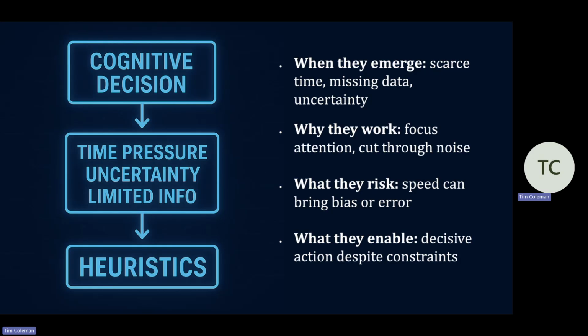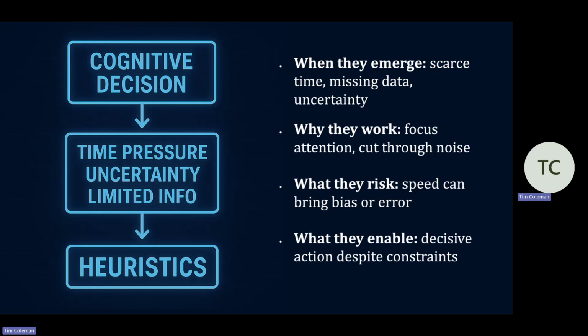But third, speed isn't free. Speed can bring bias and error. The availability heuristic, for example, may cause us to overestimate risks that are vivid in memory, even if they are statistically rare. Recency bias may make an investor chase last month's winners, ignoring longer-term trends. A doctor might anchor on their first impression of a patient and miss contradictory evidence. These aren't random mistakes. These are systematic risks. They come from relying on shortcuts.